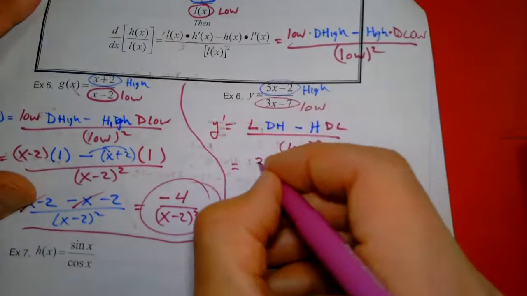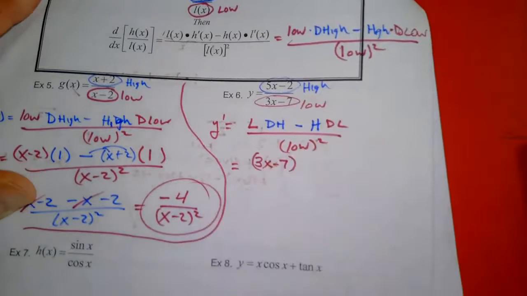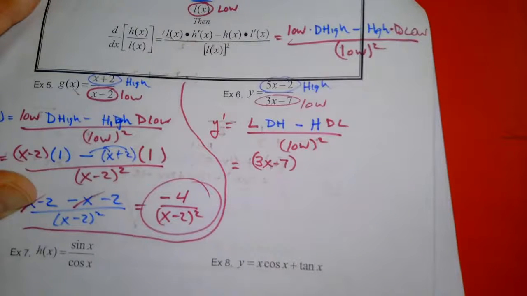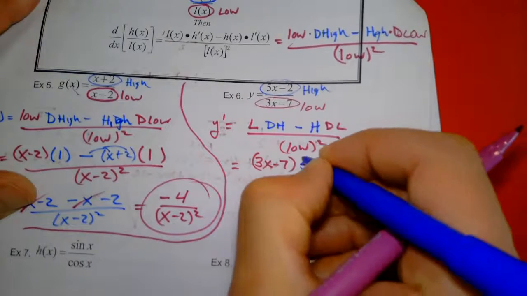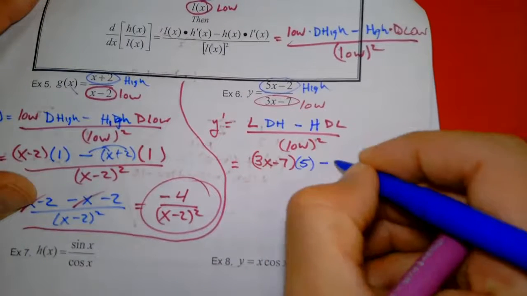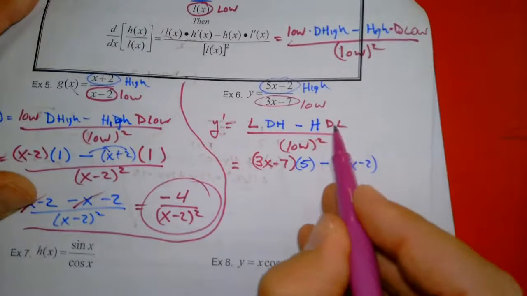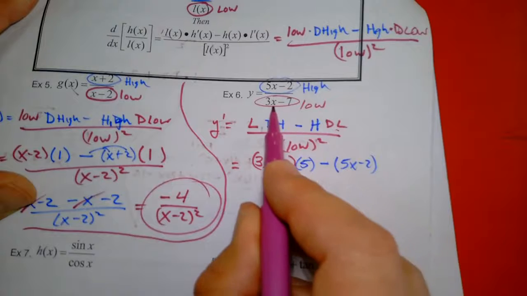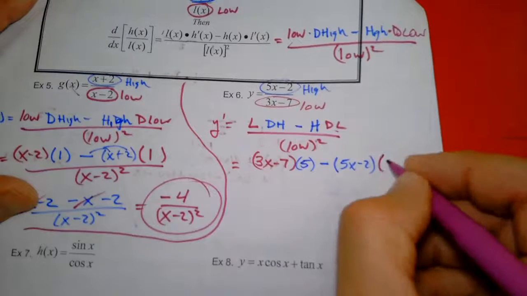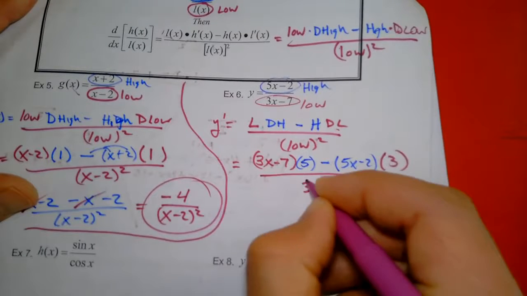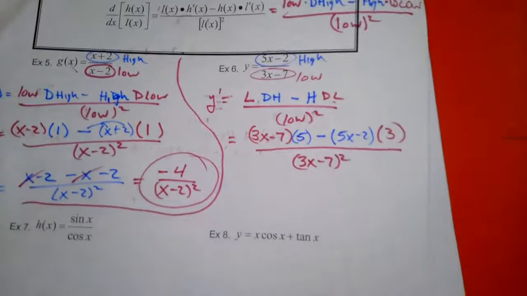I've got 3x minus 7 times the derivative of the high one. What's the derivative of 5x minus 2? 5. Minus the high one, which is 5x minus 2, and then times d low, the derivative of the low one. What's the derivative of 3x minus 7? 3. And that's all over the low one squared, 3x minus 7 squared. Low d high minus high d low over low squared.